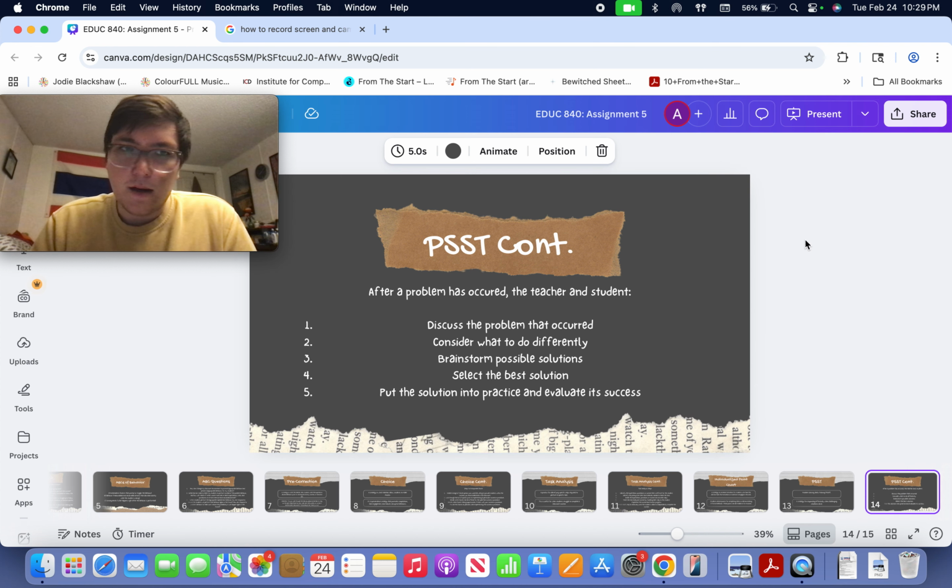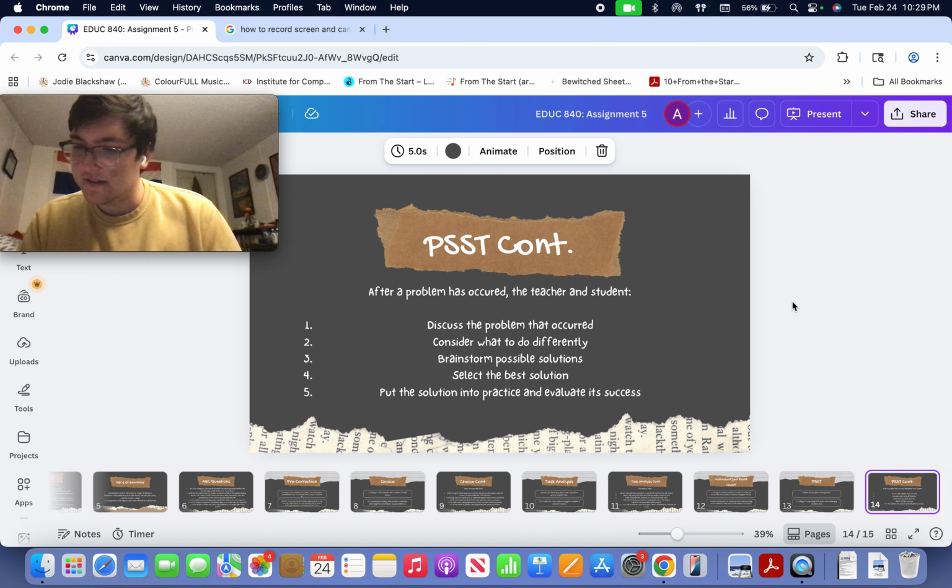So, a way to do this is that after a problem has occurred, the teacher and the student: one, discuss the problem that occurred. Two, consider what to do differently. Three, brainstorm possible solutions. Four, select the best possible solution. And lastly, five, put the solution into practice and evaluate its success.